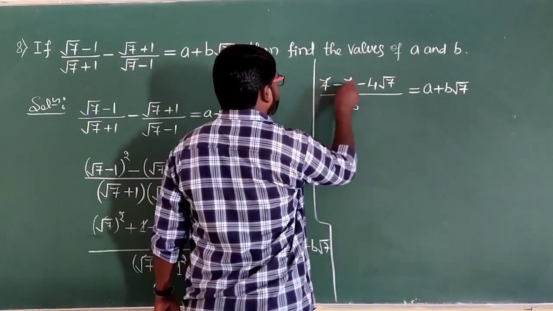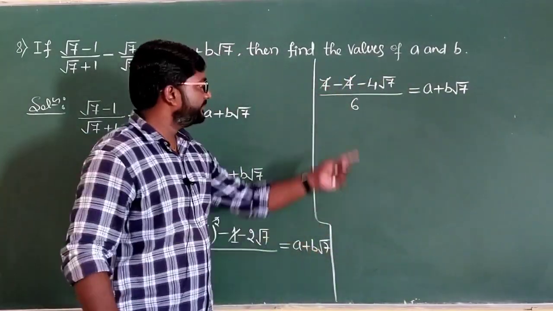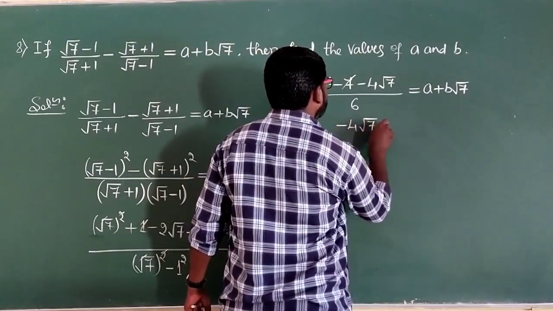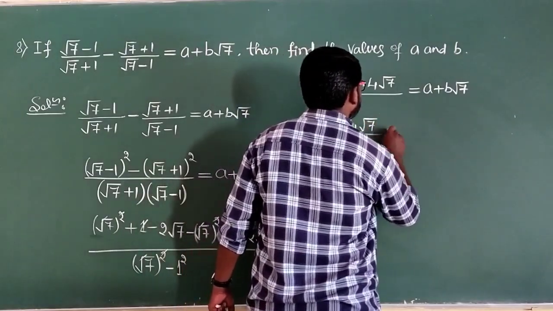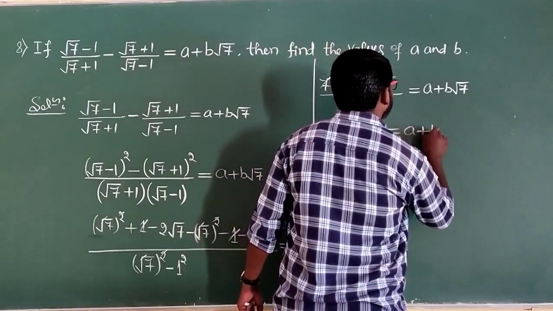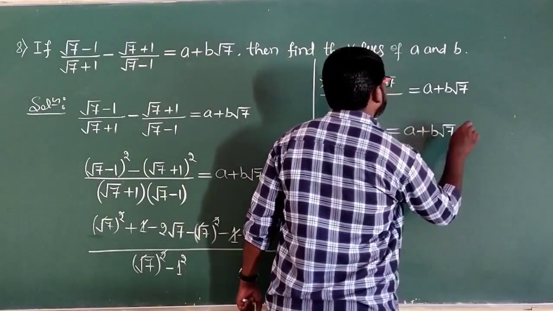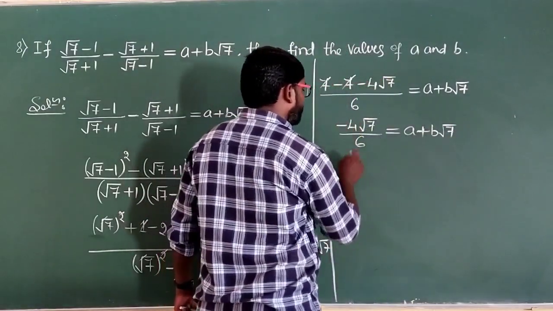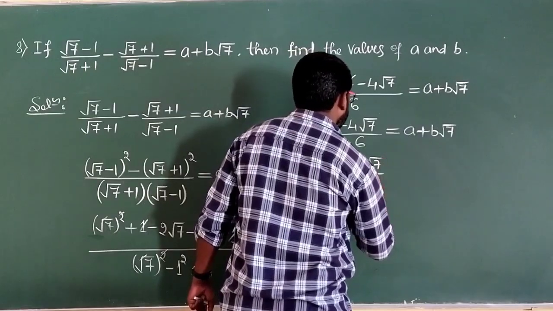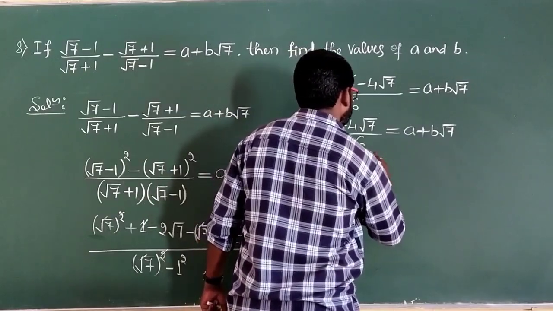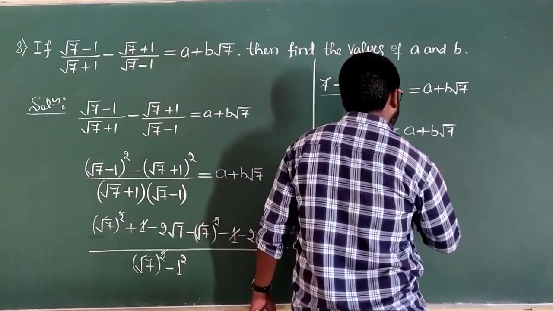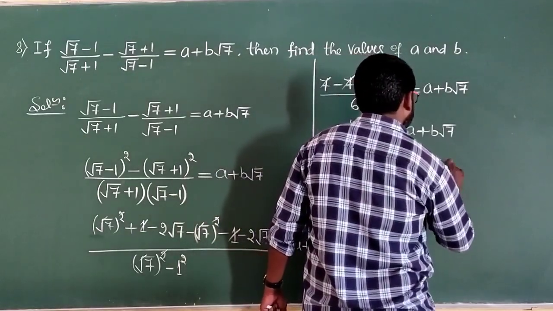So plus 7 minus 7 get cancelled. Write the remaining term now. Minus 4 root 7 divided by 6, which is equal to a plus b times root 7. So now 2 2s are, 2 3s are, we get minus 2 root 7 divided by 3, which is equal to a plus b root 7.